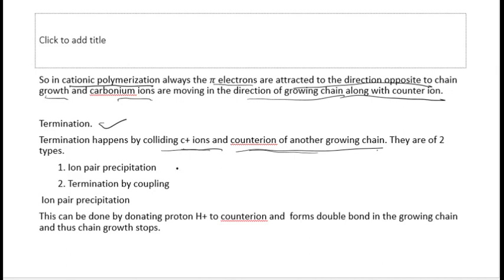So based on this, there are two types of termination. One is ion pair precipitation and the second is termination by coupling. First we can see ion pair precipitation. This can be done by donating this proton to the counter ion and forms a double bond in the growing chain and thus chain growth stops. Let's see how it happens.